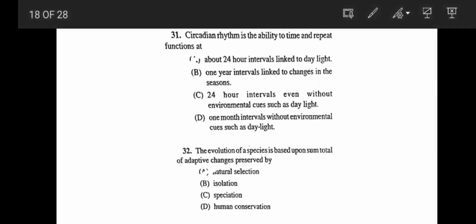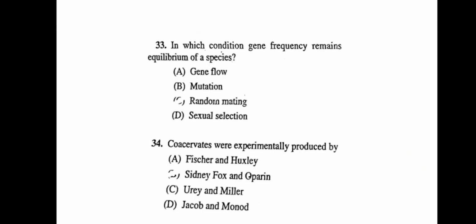Now, coming to question number 31. Circadian rhythm is the ability to time and repeat functions at 24 hour intervals linked to the daylight. Okay, obviously there will be a 24 hour interval and it should always be linked to the daylight. Okay, next question. The evolution of a species based upon the sum total of adaptive changes is preserved by, a very easy one, natural selection. Okay, now coming to question number 33.